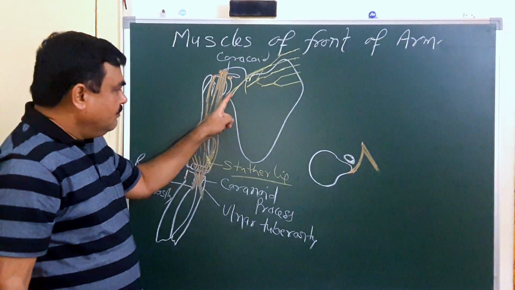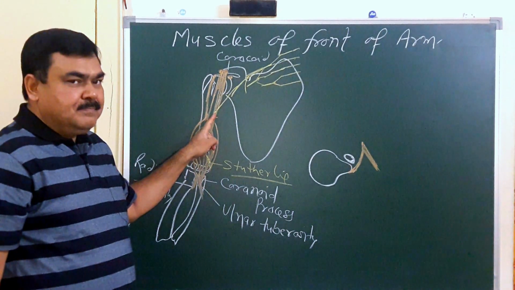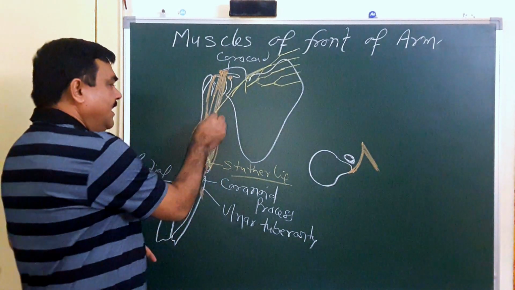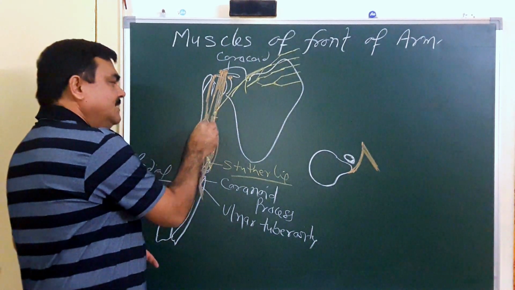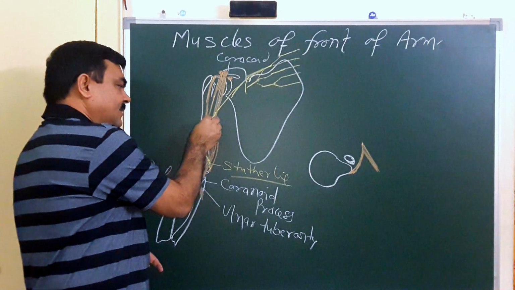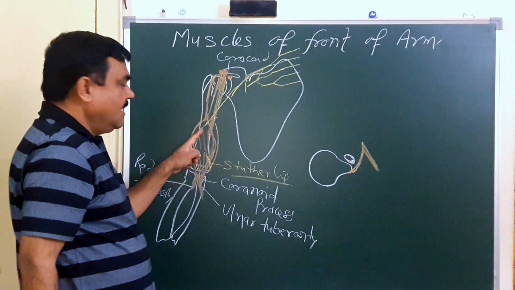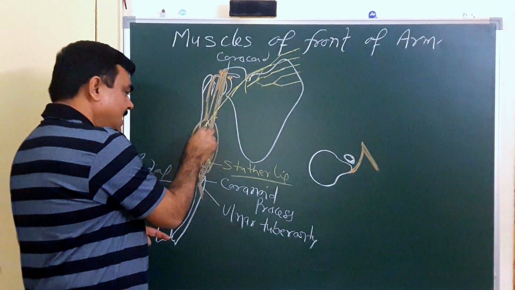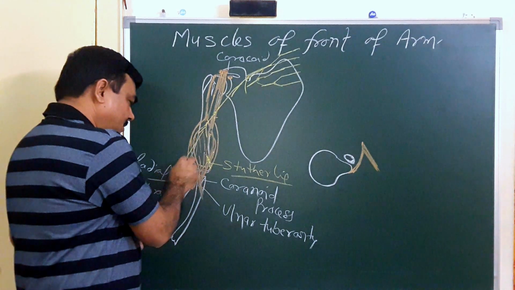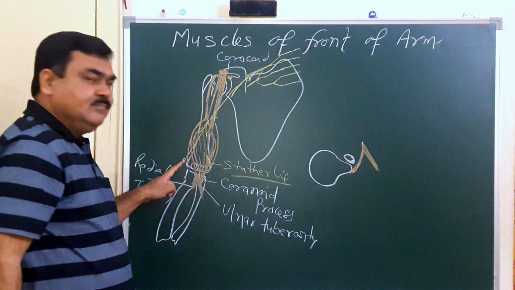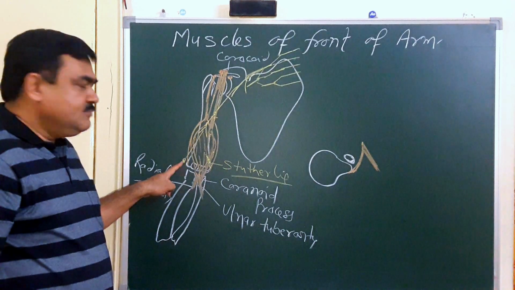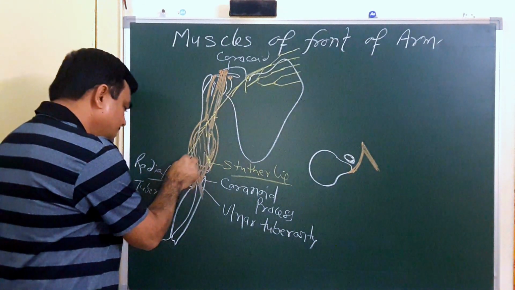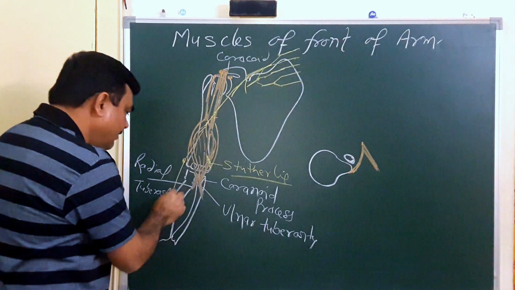So this musculocutaneous nerve passes within the belly of the coracobrachialis. Then it gives supply to the coracobrachialis. Then it passes between the brachialis and biceps brachii. Here it gives supply to both these muscles, and laterally here it pierces the deep fascia, becomes superficial, and gives a cutaneous branch that is known as the lateral cutaneous nerve of the forearm.